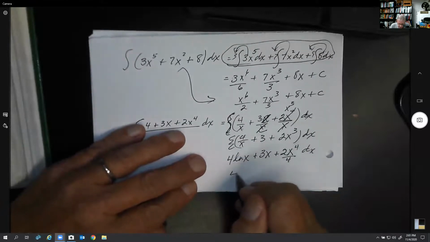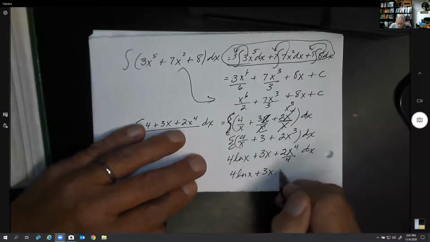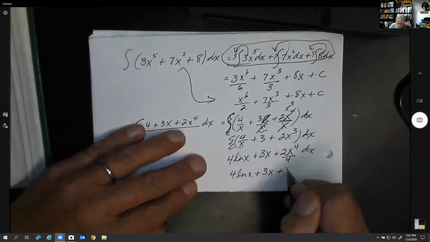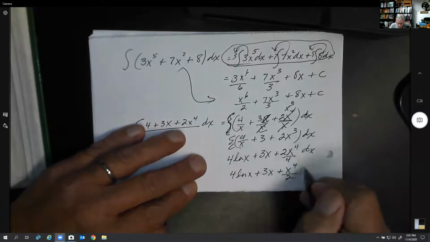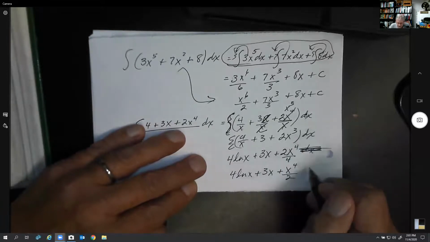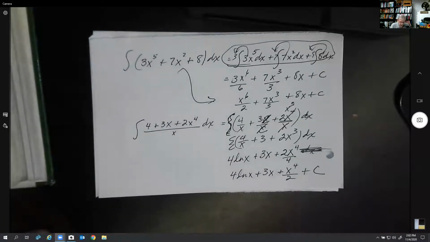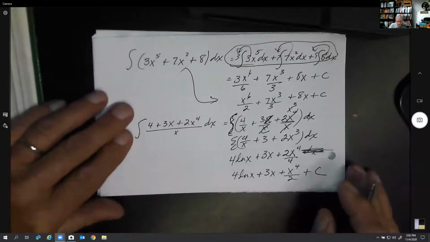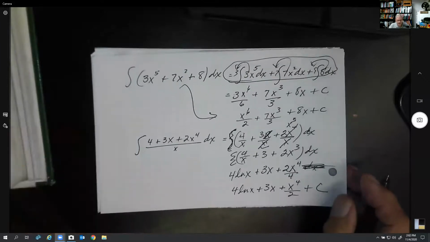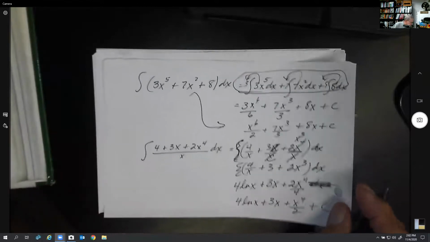Now let's see if we can simplify just a little bit more. Plus 3x plus, we can reduce this to x to the 4th over 2. And we don't want to write a dx here. That was my mistake. Plus c. That's what we want to put there. It kind of tells us we're done. And there might be some constant, it could have been a 7 or 2 or 3. And so that's basically the idea behind it.